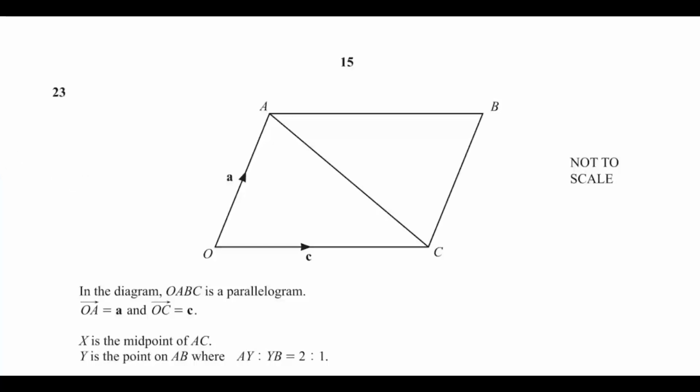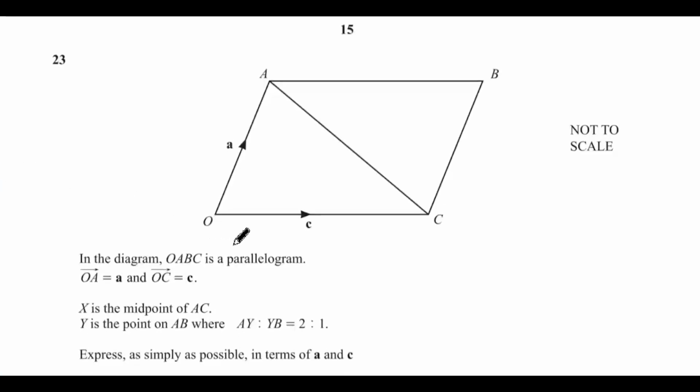That's question 23. In the diagram, OABC is a parallelogram. OA equals A, and OC equals C. X is the midpoint of AC, so X will be here. That means this and this are equal. Y is the point on AB where AY to YB equals 2 to 1.